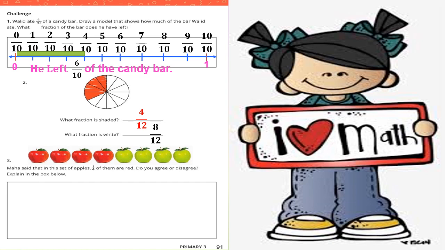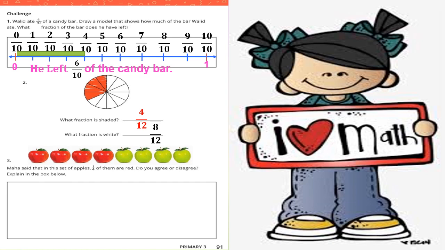Number 3. Maha said that in this set of apples, a quarter of them are red. Do you agree or disagree? Explain in the box below. Here I have a set of apples. 4 are red and 4 are green.